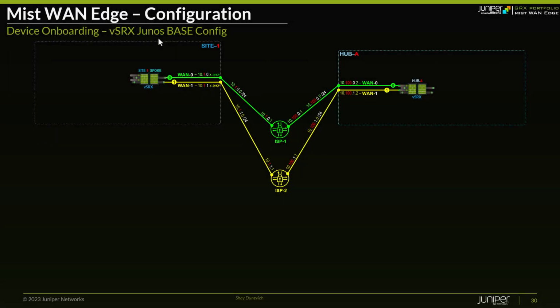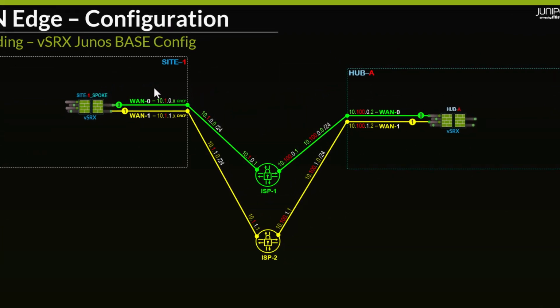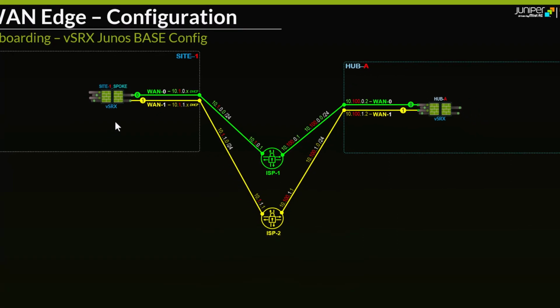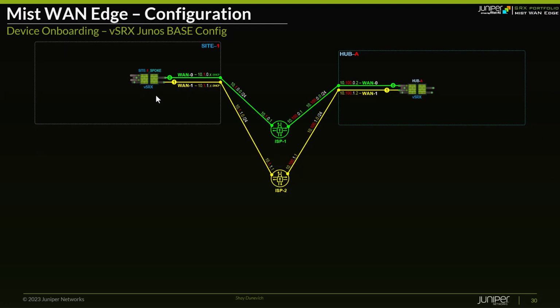So in the previous section, we created two sites, Hub A and Site 1. We also created a hub profile and a spokes configuration template. In this section, as I mentioned, we'll look into how we onboard devices. Under Mist, there are two options to onboard a device. You could either have a short configuration snippet that is committed onto a device, or a full ZTP, zero touch provisioning, which uses a call home server.